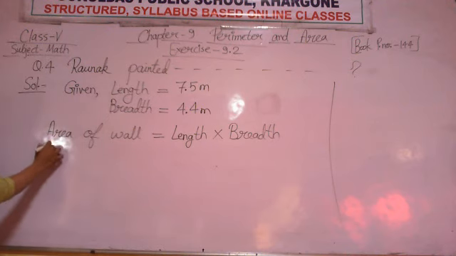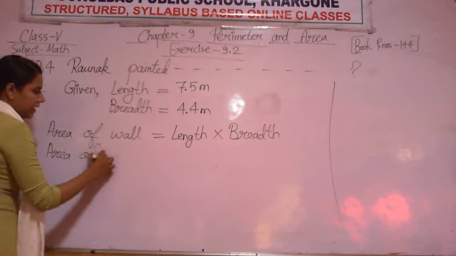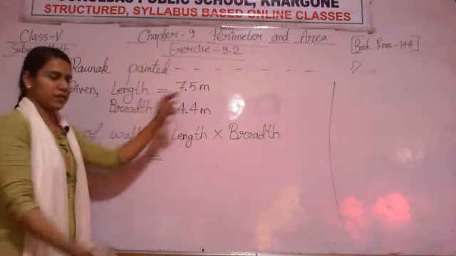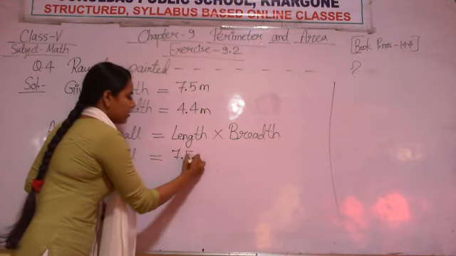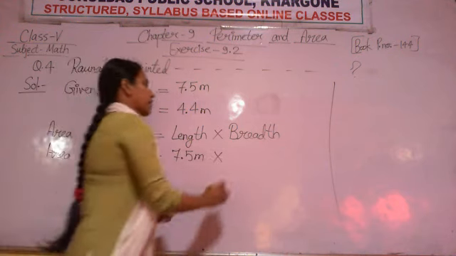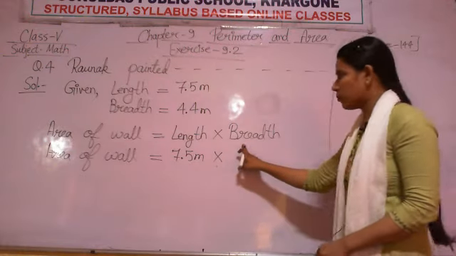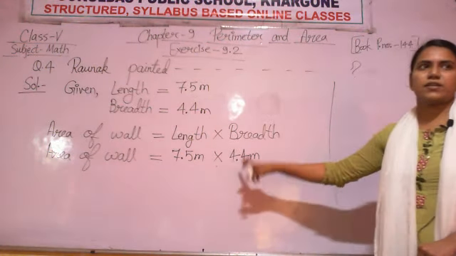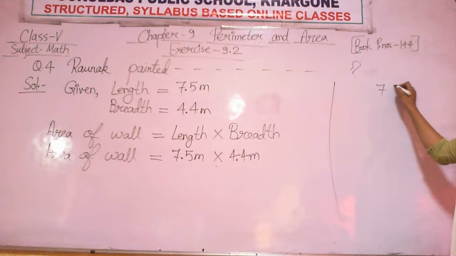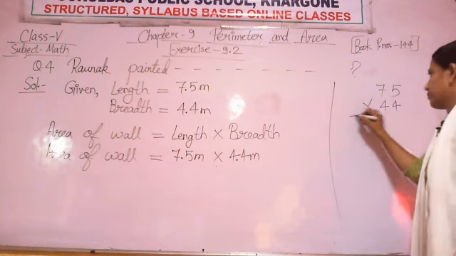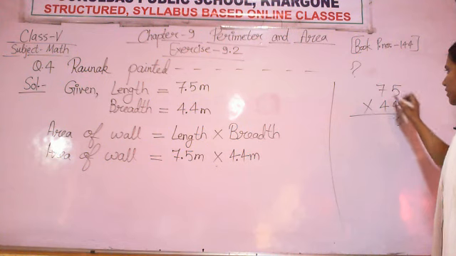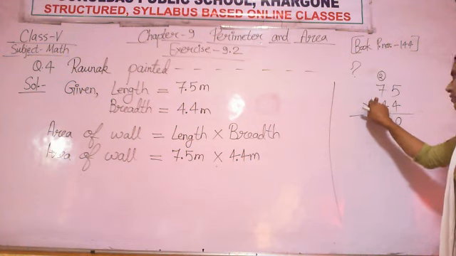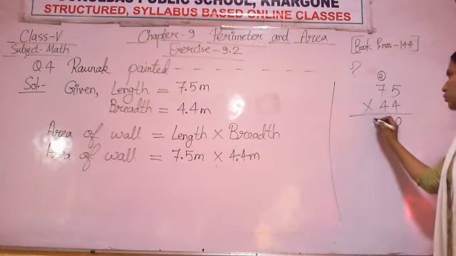Put the values in the formula. Area of wall is equals to, what is the value of length? 7.5 meter. So write 7.5 meter multiply with, what is the value of breadth? 4.4 meter. So write 4.4 meter. Now both the numbers are decimal numbers. In rough work, arrange them column wise and multiply them. So 4 5s are 20, 0 here to carry forward, 4 7s are 28 and 2 carry, so 30.